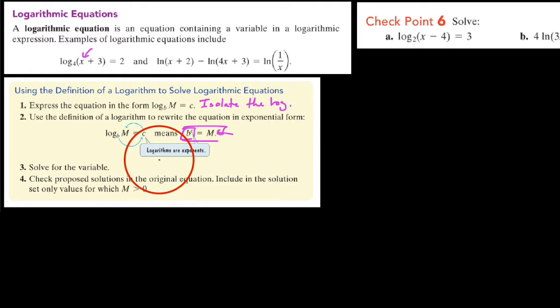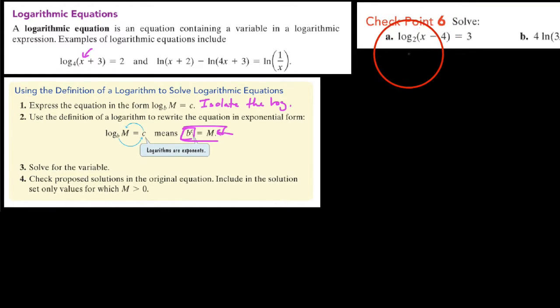Let's take a look at these two examples here with our checkpoint 6. So we have log base 2 of x minus 4 equals 3, and checking our first step, basically we want to isolate the log. What I mean by isolating the log is I don't have a plus 3 on the outside that I need to subtract from both sides. I don't have something like 100 times the log base 2 of x minus 4 where I'd have to divide both sides by 100. All we have is the log.